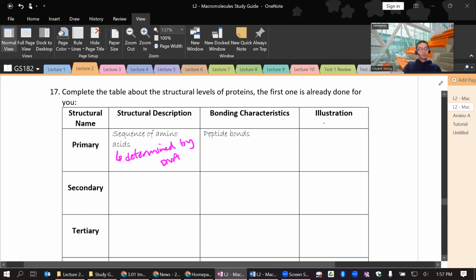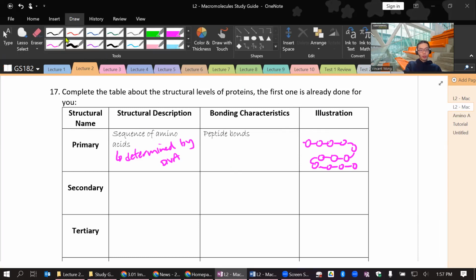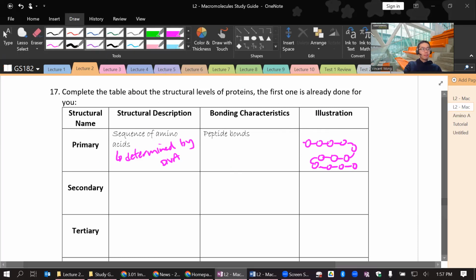In the illustration, it's basically all these amino acids linked together. So the sequence is the primary structure. Now the secondary structure is the next level up. This deals with whether or not there are alpha helices, or something called beta pleated sheets.